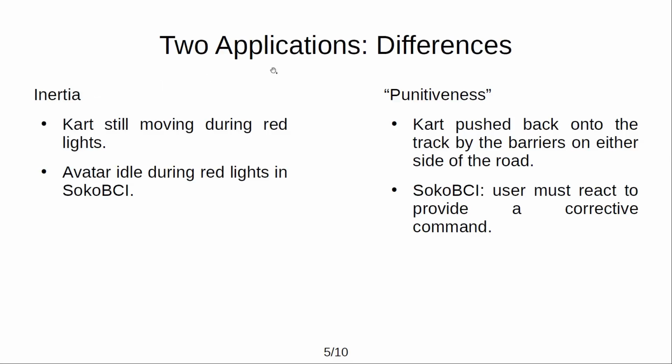Another difference is something we call the punitiveness of the application. The cart will be pushed back on the tracks by barriers on either side of the road, which means that in the case of a mistake, it's not a big deal for the user. The cart will somehow manage to go straight. But for the SOCO BCI, the user must react to provide a corrective command.